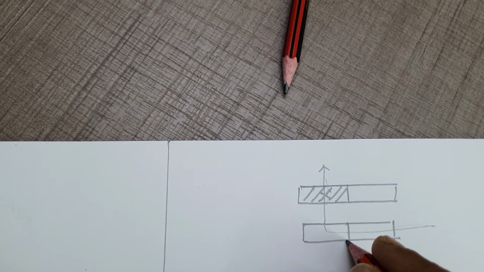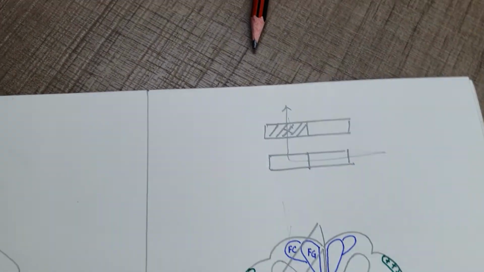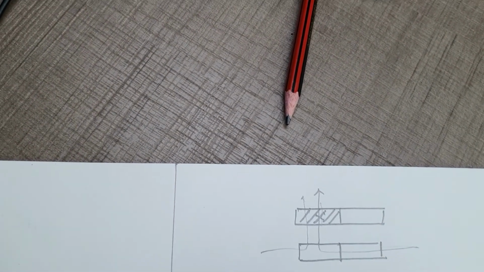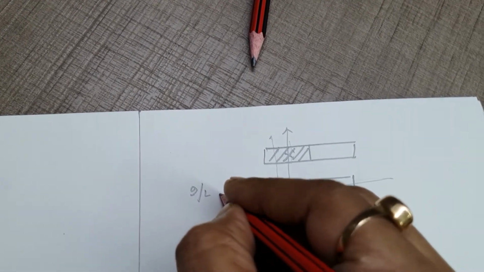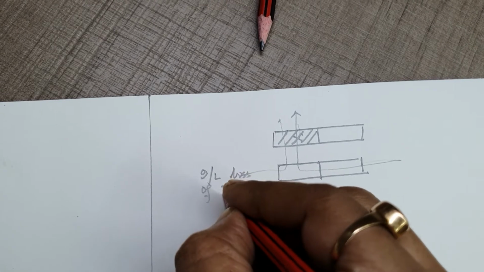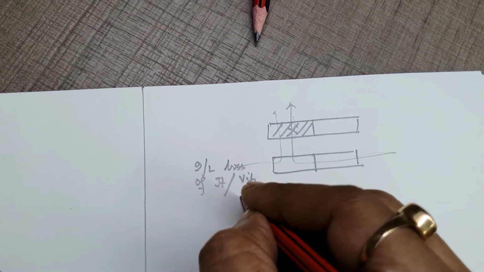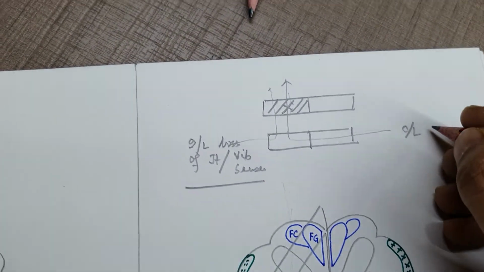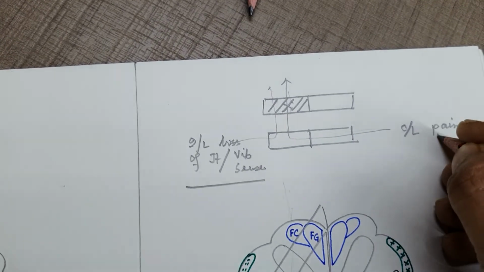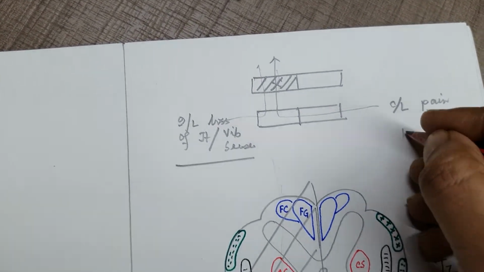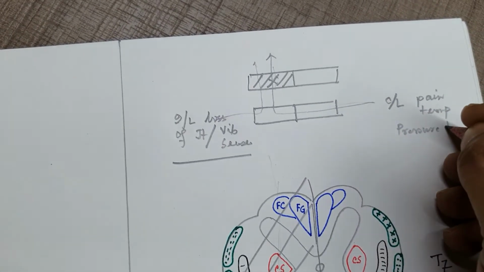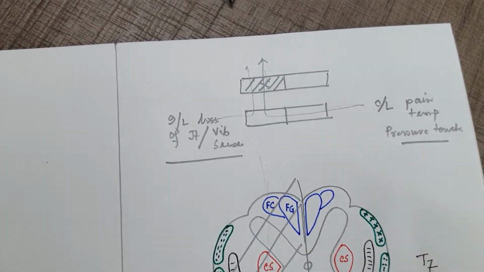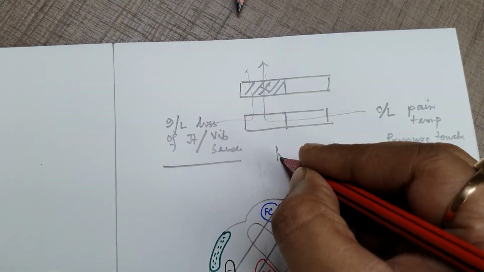So in the lower part, there is ipsilateral loss of joint sense, vibration sense, because these fibers flow upward, whereas contralateral loss of pain, temperature, pressure, touch. This is called Brown-Sequard syndrome.